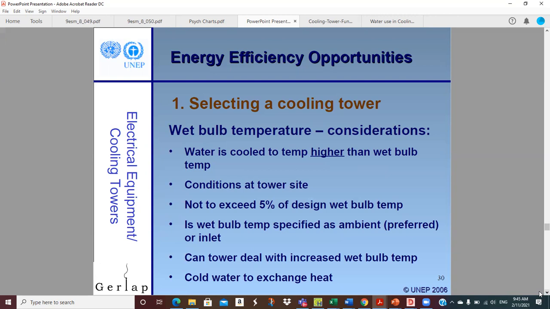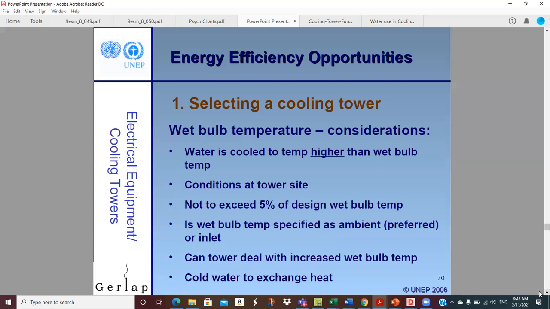Wet bulb temperature considerations. Water is always going to be cooled to a temperature higher than the wet bulb. And the wet bulb is set by what? The ambient conditions. So every day, every hour, the weather is different, and so that wet bulb temperature will move around. And so, if you run the tower fans at their maximum, your ability to cool water is going to move with that wet bulb temperature, plus whatever approach you have under those conditions.